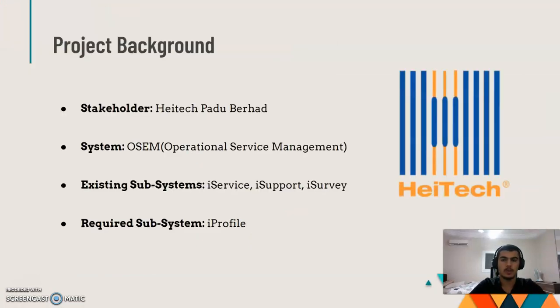Our stakeholder for this project is a company called Haytak Berhat, which is a company that provides IT support to government organizations and agencies. In this company, you have the main system called A.E.S.B, which stands for Operational Service Management. We have 3 existing subsystems under A.E.S.B, which are iService, iSupport, and iSurvey. And we were required as a group to develop a system called iProfile that will manage the data of all the 3 existing subsystems.